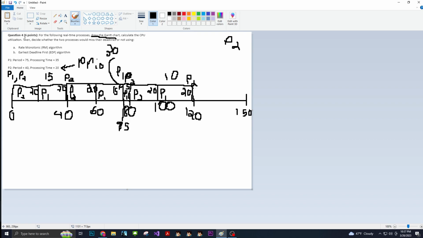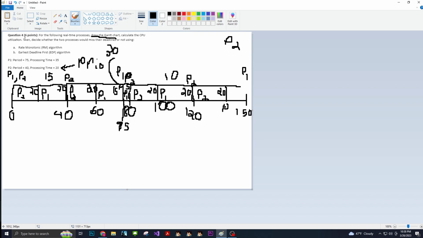And then let's look at P2. We obviously know that P2 has a processing time of 20, so we just continue that 20 like so. There. So this would be P2. It ran for about 20. So we still have the remaining processing time of P1, so we still have to account for that.